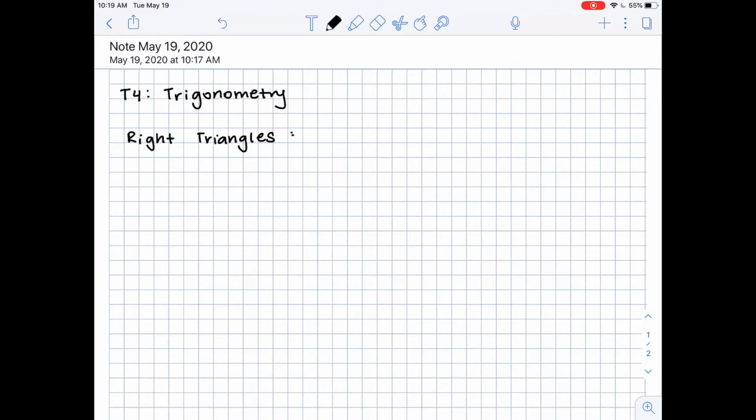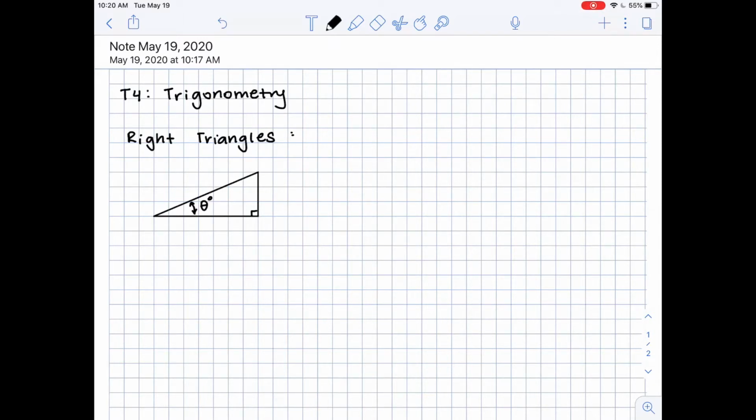Now, in trigonometry, we focus on two main things. We focus on the sides of a triangle, and we focus on angles. So, before we get into the main parts, let's look at a right triangle. Okay, so we have a right triangle. A right triangle has a right angle. And we're going to focus on this angle right here. This is going to be called angle theta.